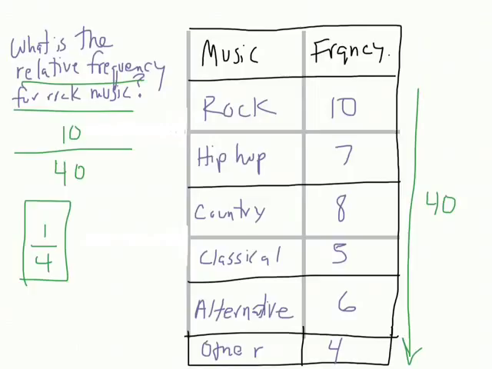Simple as that. Just ask what category it is, and the ratio to the total amount. Well, there's 40 total if you add all those up.